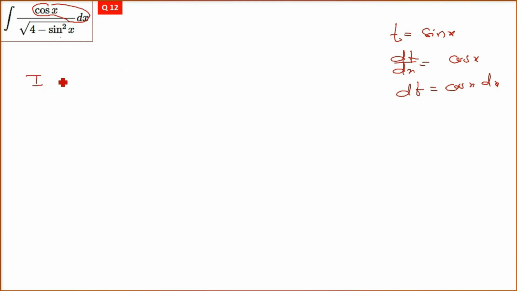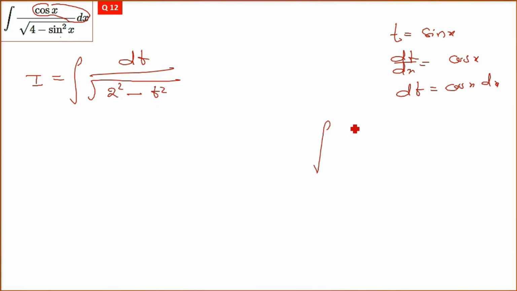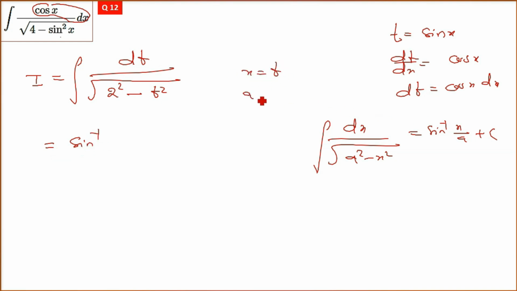So how are we going to write it? Integration I equals integration dt for the cos x dx under root 4, which can be written as 2 square minus sin square x, that is t square. What is the formula? dx by under root a square minus x square is simply sin inverse x by a. x is t, a is 2. So sin inverse t by 2 plus constant of integration.